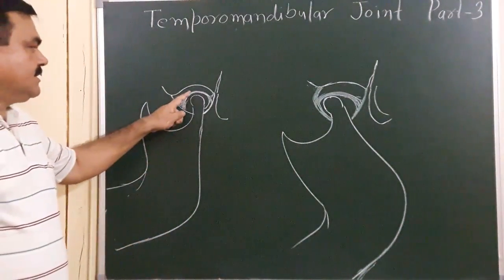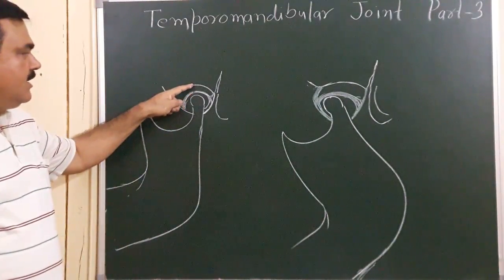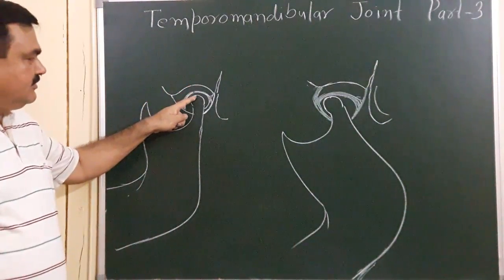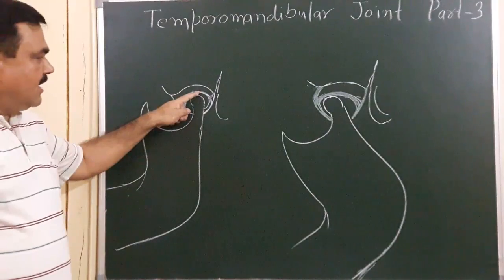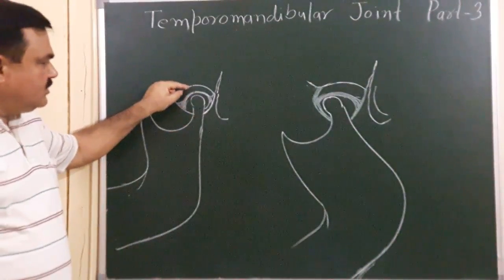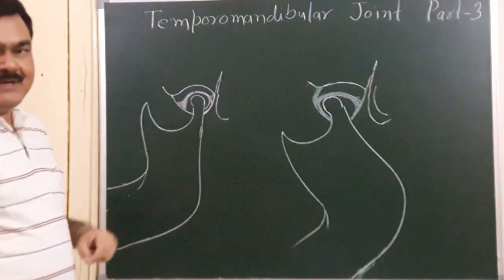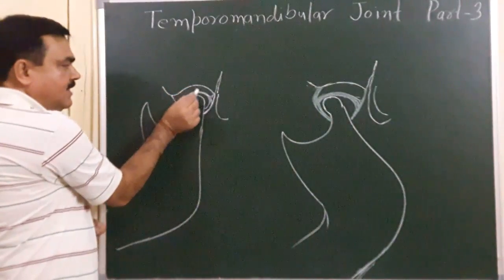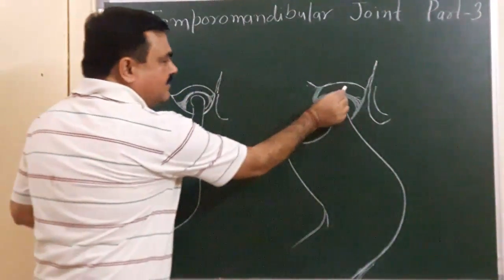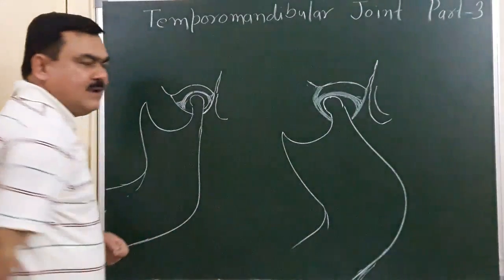This is the articular disc here. This is the superior articular surface. This is the inferior articular surface. Here is the articular disc. This articular disc divides the joint cavity into upper and lower compartments. This compartment is the upper compartment, this compartment is the lower compartment.